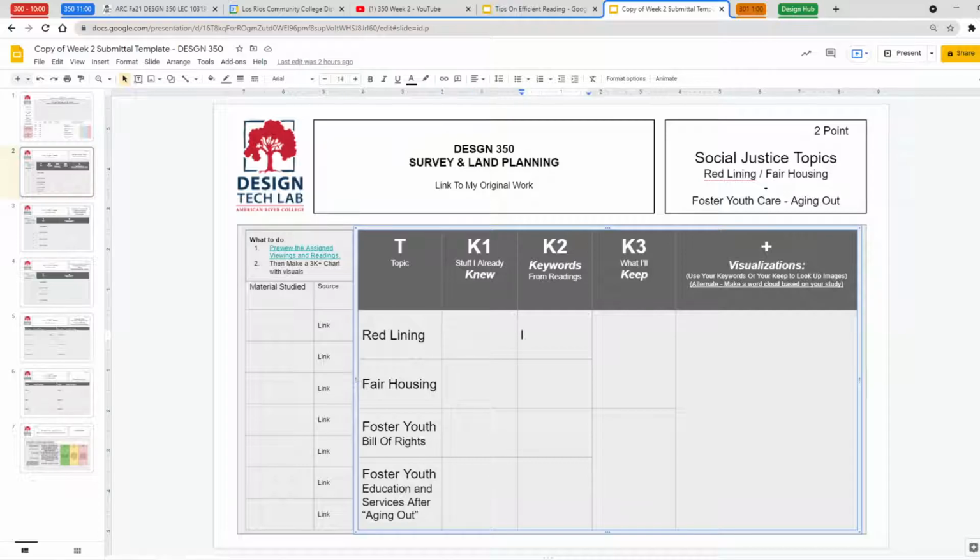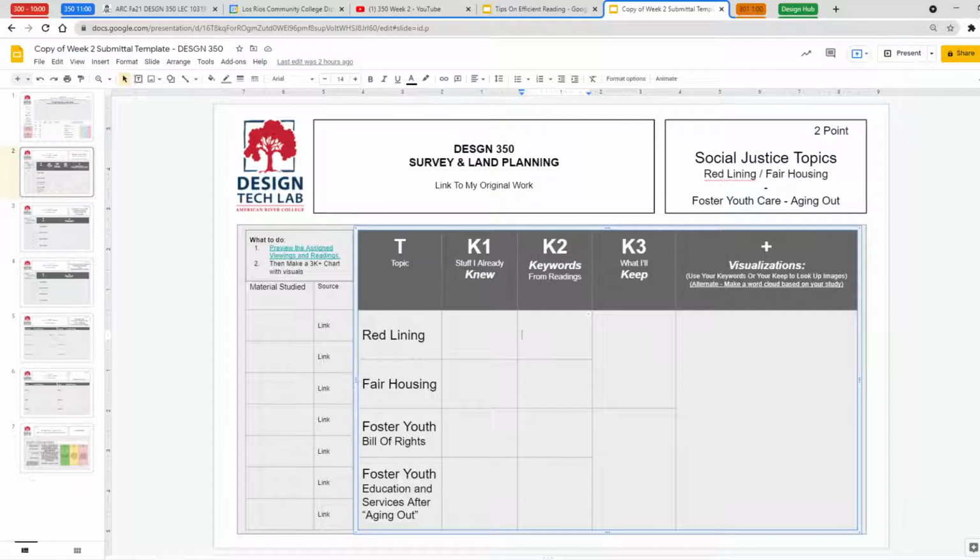Then you go do your reading and you write down keywords from your reading. Racism, mortgages, FHA, okay. FHA loans, right?